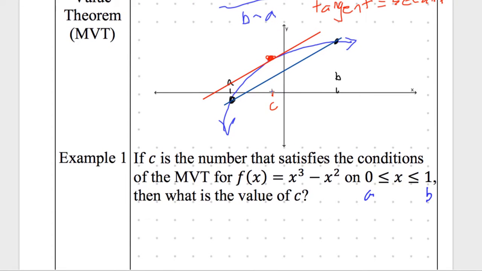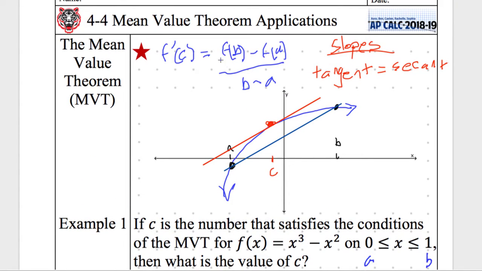Okay, so how do we do this? We use the definition of the mean value theorem. We have to find the derivative of our function, replace all the x's with c's, take the derivative, replace the x's with c's on the left, and on the right, we plug in a and b into our function and divide it all by b minus a. So let's go ahead and do that.